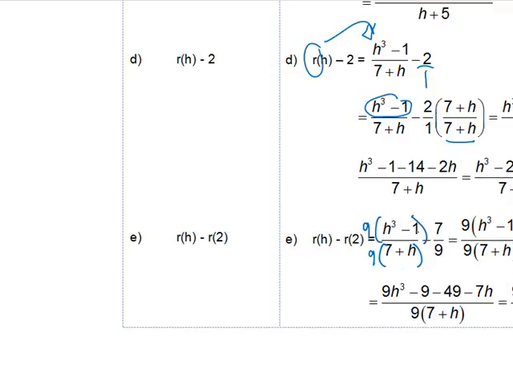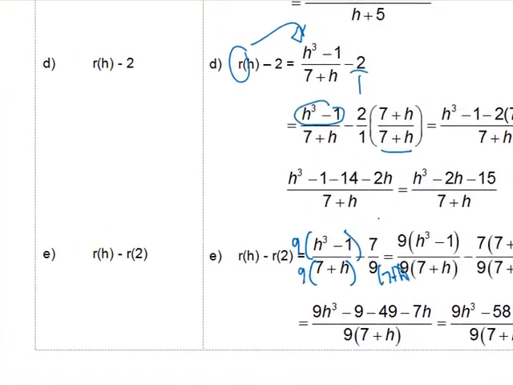The second fraction has the 9, but not the 7 plus h. So I multiply by 7 plus h in the numerator and the denominator. Remember again, what I do to the denominator, I have to do to the numerator. Now I multiply out a little bit. 9 times h cubed minus 1 gives me 9h cubed minus 9. And then 7 times 7 plus h, but don't forget the subtraction, gives me minus 49, and then we distribute the minus again, minus 7h.